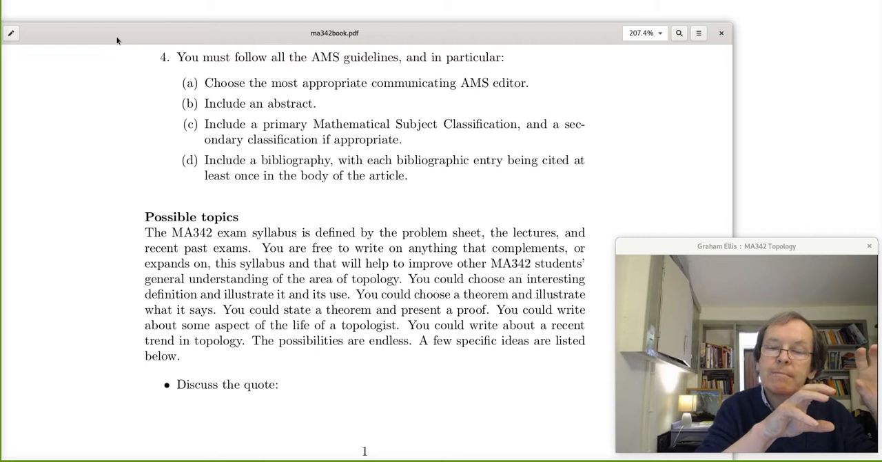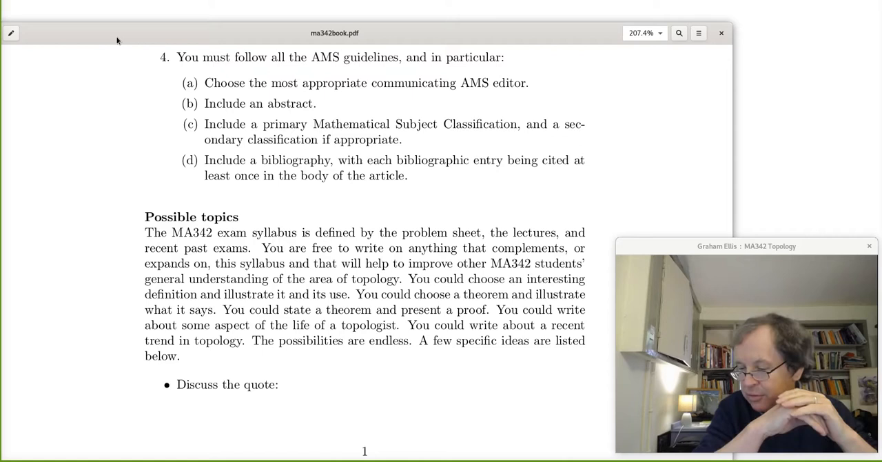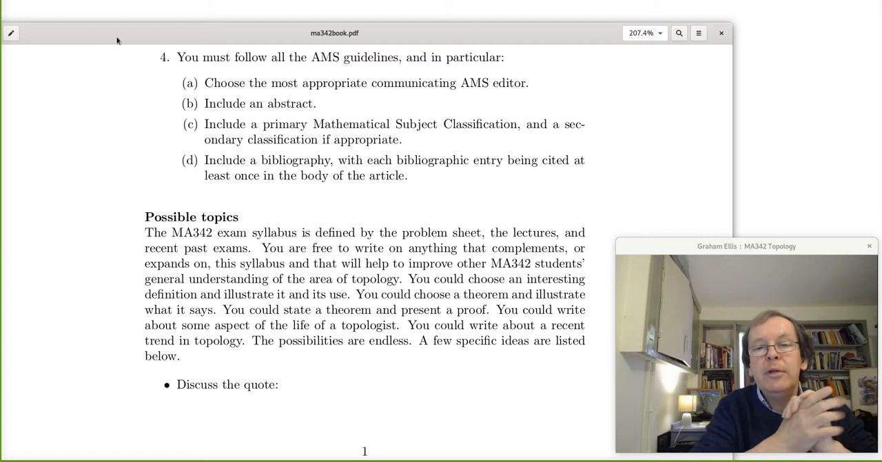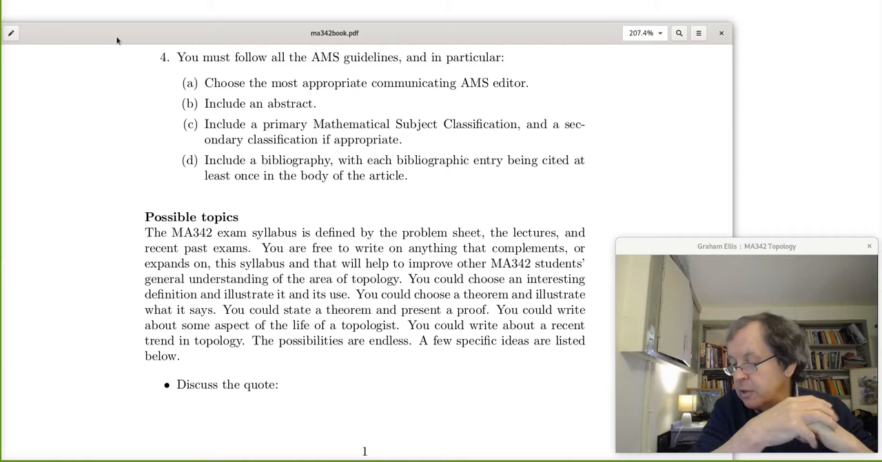So if there are words that your peers are supposed to know, like vector space or complex differentiable, whatever, you don't have to explain them. But if there are words that you've learnt in order to write your article or ideas that your peer group wouldn't know, then you have to explain those, because you're writing for your peer group in this module.